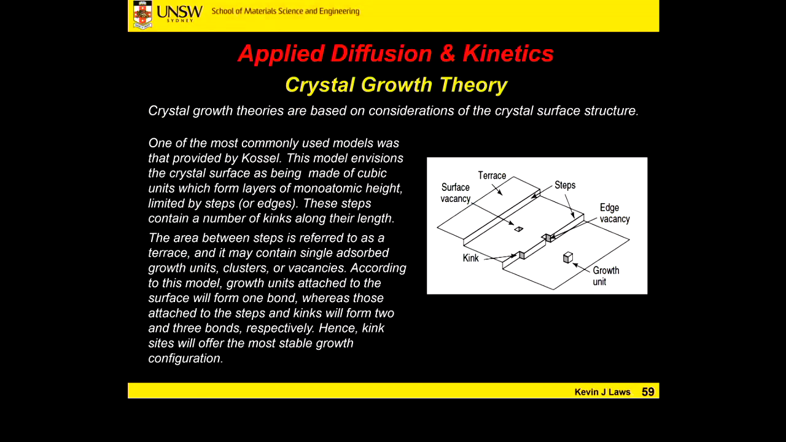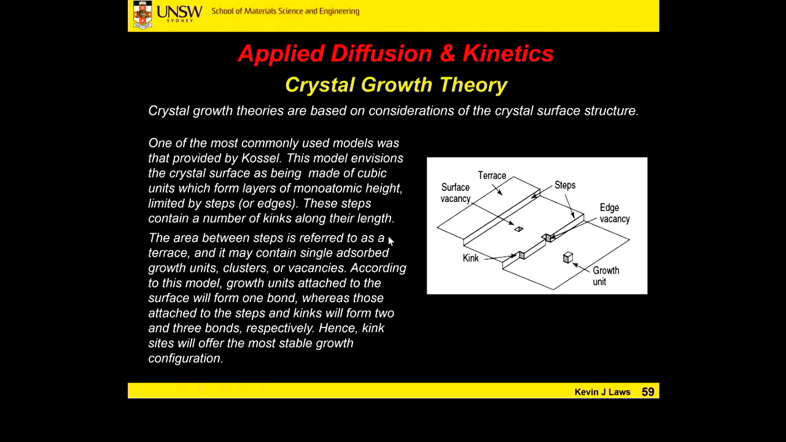So one of the most commonly used models was provided by Kossel. Basically, we consider this growth process as consisting of cubic units, the easiest way to describe and model it. Using that process we've just explained, we can explain it in terms of these cube-type Kossel diagrams. The model envisages the crystal surface as being made of cubic units, which form layers of monatomic height, limited by steps or edges.